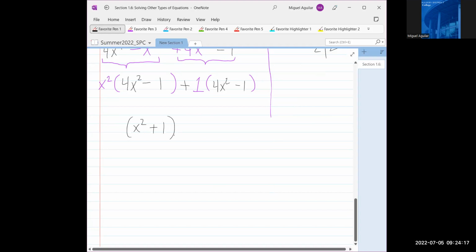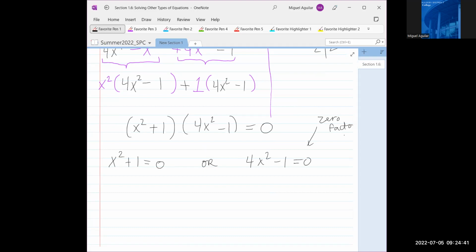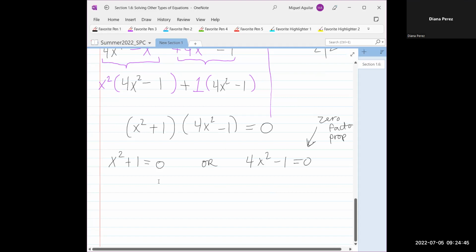We're just going to put x squared plus 1 and then 4x squared minus 1. Those are our factors. And we can set them equal to 0 now, right? Then we can set them equal to 0 individually. So x squared plus 1 equals 0, or 4x squared minus 1 equals 0. That's using the zero factor property. Okay. Does anybody have any questions about that?